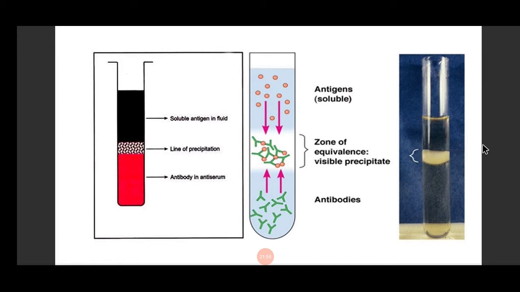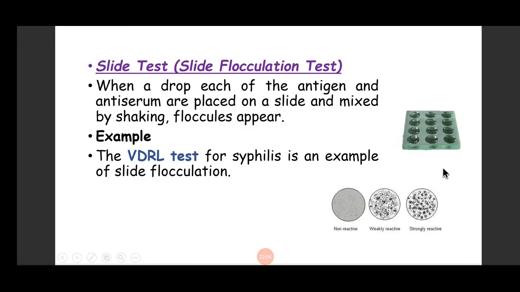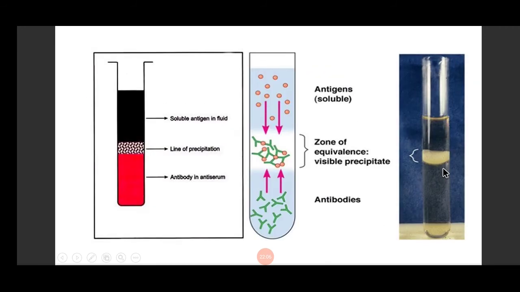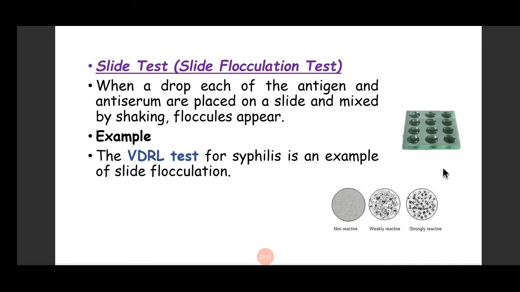And because the diffusion is taking place in one dimension, we call it one dimensional diffusion. Another is the slide flocculation test, in which a drop of antigen and antibody is placed on a slide and this slide is rotated, and after some time you will see the precipitation reaction. This test is still being used for the diagnosis of syphilis. This is called the VDRL test.